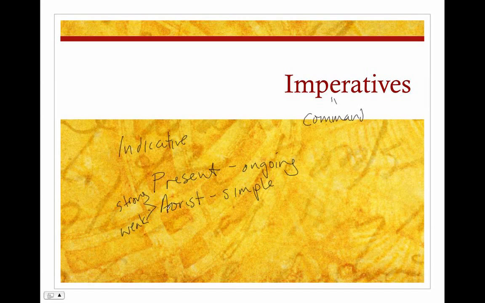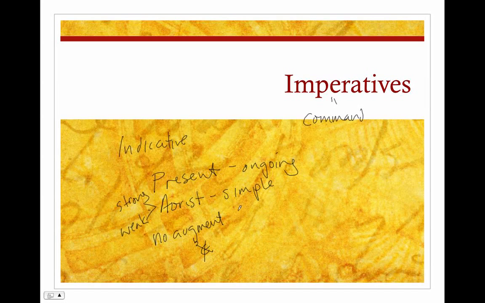And with the aorist, what you're going to notice is there is no augment. Remember that epsilon augment only occurs in the indicative. So we're going to drop the augment off just like we did for the infinitives. And then we're just going to have our simple aorist stem.